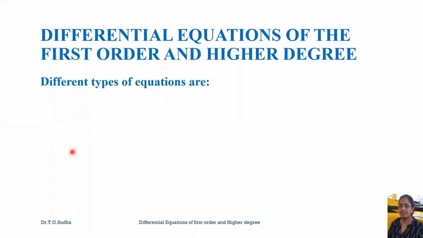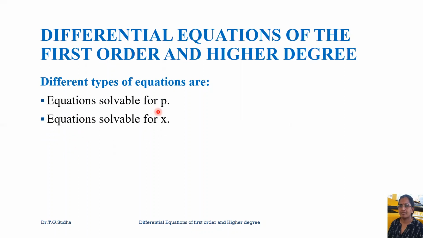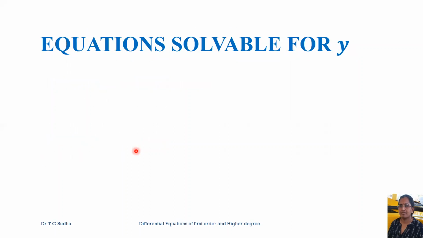We have already seen different types of equations, that is equations solvable for p and equations solvable for x, which were discussed in the previous sessions. In this session, we are going to discuss the equations solvable for y. We also have the Clairaut's form. So let us discuss some examples as well as the working rule for equations solvable for y.